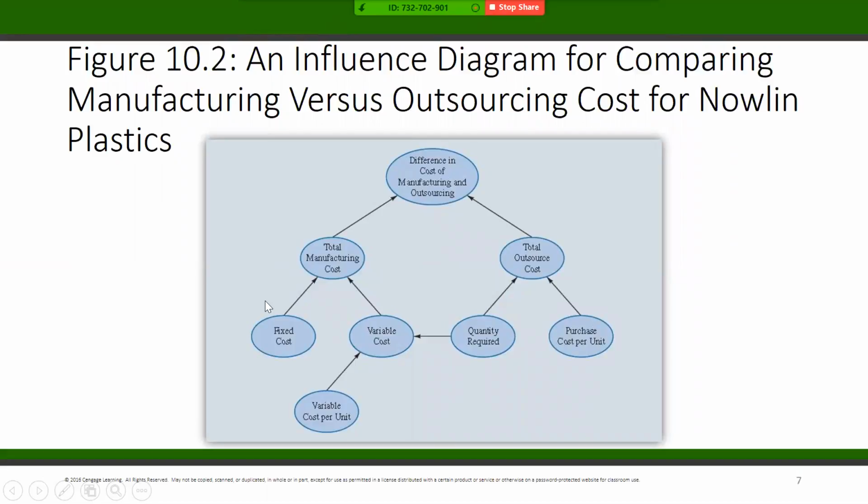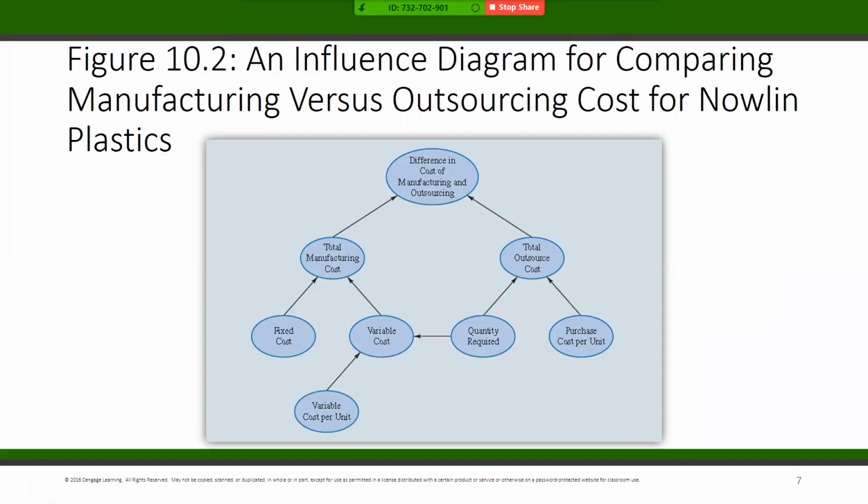Okay, here, this shows an expanded influence diagram that includes an outsourcing option. So we have total manufacturing costs, which are fixed and variable, and then we have our outsourcing costs. So we have that added in there. Now, note that the influence diagram in 10.1 is a subset of the influence diagram of 10.2. So we can see that this is part of it, but then this quantity required goes to both sides. It also goes to the total outsource cost as well as that variable cost here.